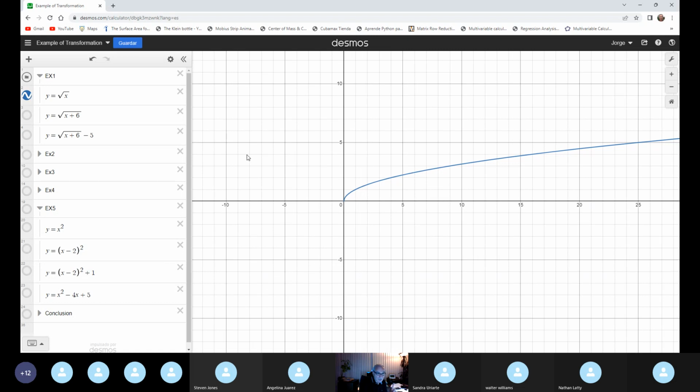Now you are doing transformation number 1. Transformation number 1 is x plus 6 inside the radical. That is horizontal shift 6 units to the left because it's positive. And finally, transformation number 2 is negative 5, which is vertical shift 5 units down. Bang! And the green one is the final answer after the transformation.